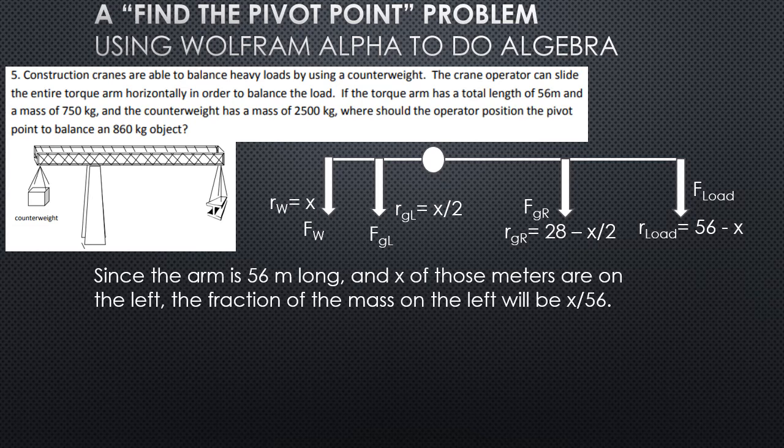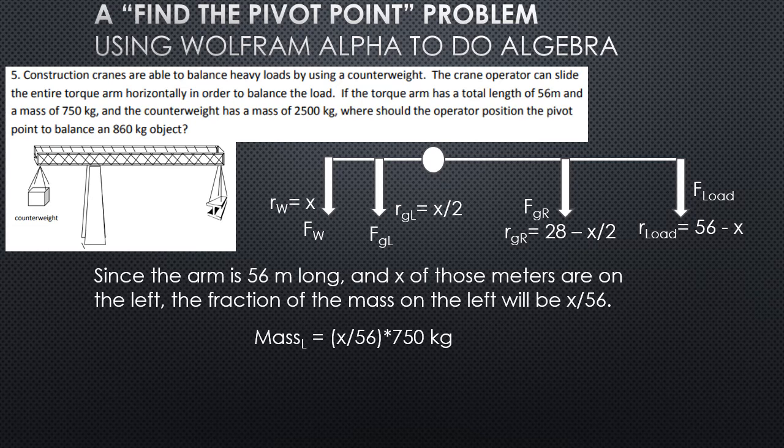So again, total length on our crane here is 56 meters. X of those meters are on the left. So as a fraction or percentage of the total crane, it is 56 meters, and X of those meters are on the left. There's X divided by 56, as a percentage if you want to think of it that way, of the crane on the left side, and the rest of the crane is on the right side.